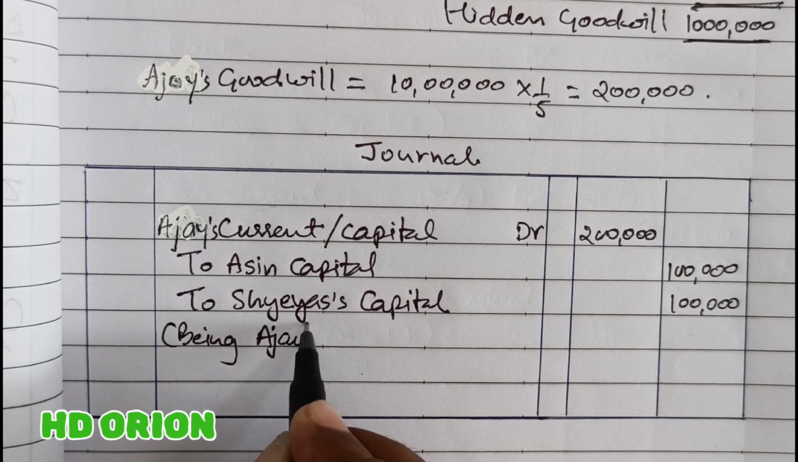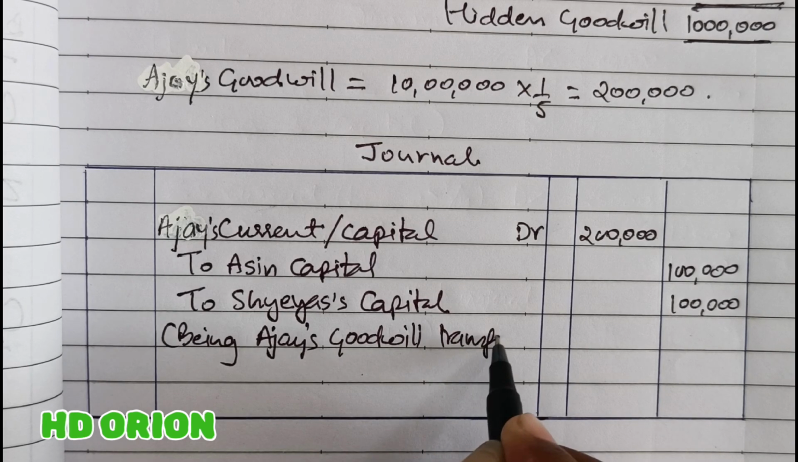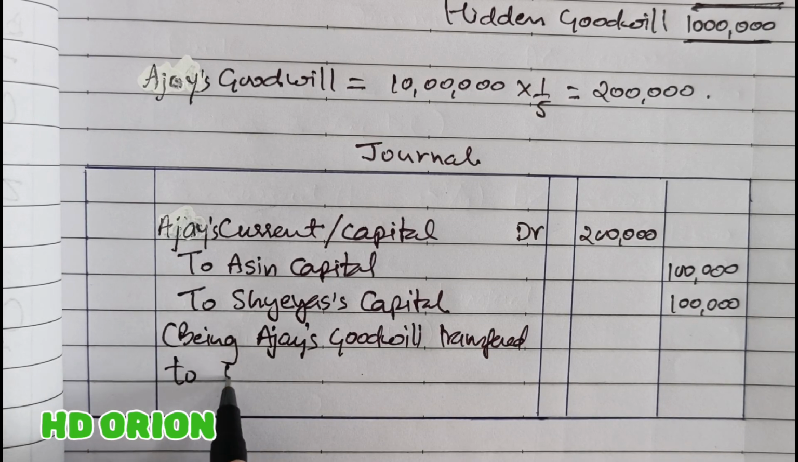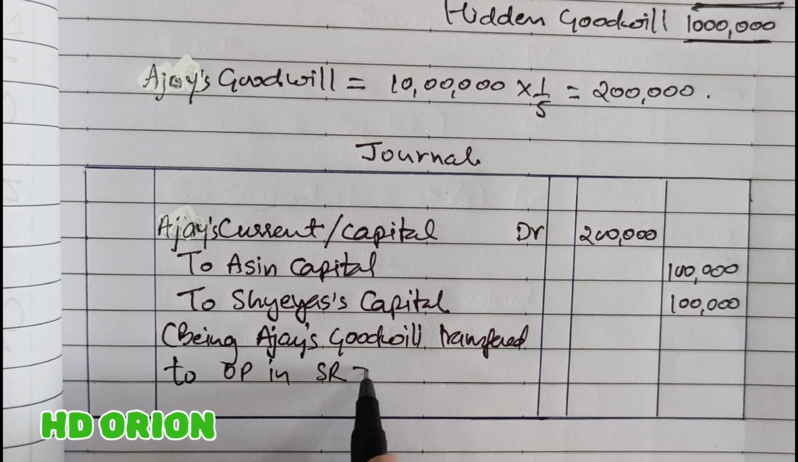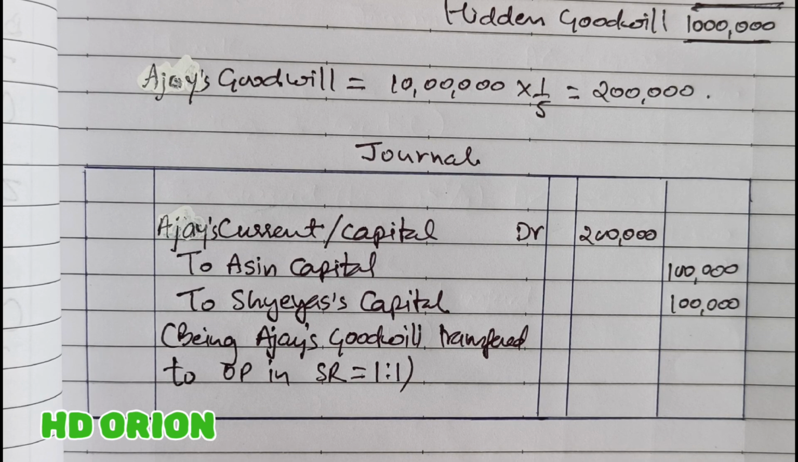Being new partner Ajay's goodwill transferred to old partners in sacrificing ratio, which is 1:1. This old ratio is our sacrificing ratio because the new ratio is not suggested in the question, nor any special sacrificing ratio is given. So this is the treatment of goodwill, and I hope that you have watched the full video, and I also believe that you have watched all my previous videos, which contain a lot of information and a very good solution for the questions given in the text.